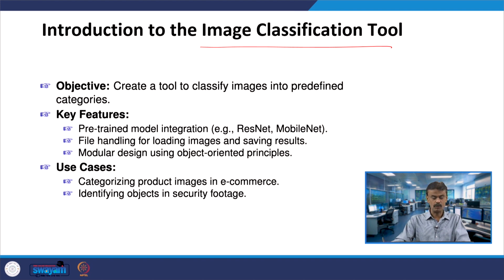The main objective of this case study is to create a tool to classify images into predefined categories. Suppose the images contain cats and dogs. You have several images, one a cat, another a dog, and you have to do the classification: this is cat, this is dog. That is called classification. With predefined categories, you call it a supervised classification problem.